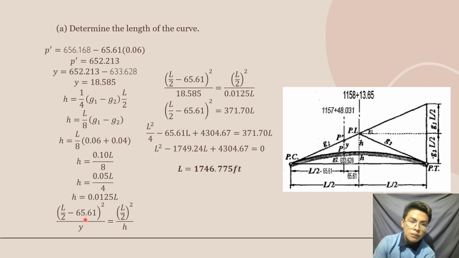Next is for the length of the curve. (L divided by 2 minus 65.61) squared divided by Y is equal to (L over 2) squared divided by H. Substitute the given values here, then we will get (L divided by 2 minus 65.61) squared is equal to 371.70 L. Then we have L squared divided by 4 minus 65.61 L plus 404.67 plus 371.70 L. Then we will have our L is equal to 1746.775 feet.